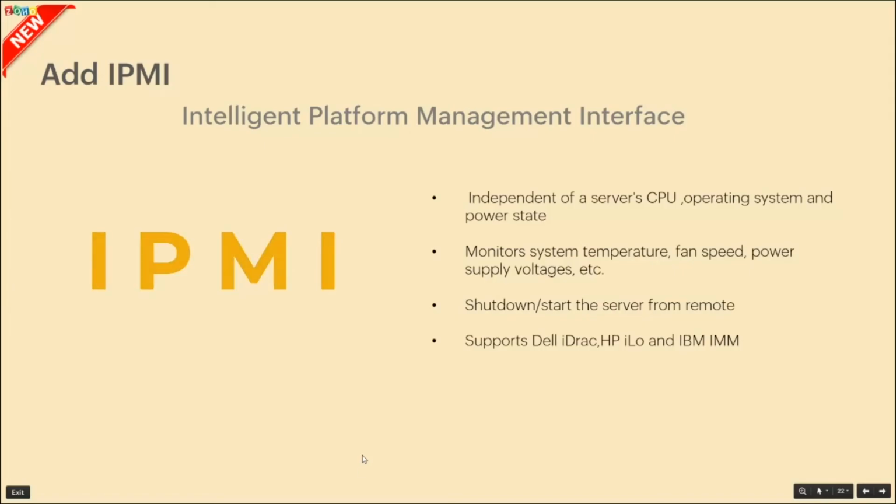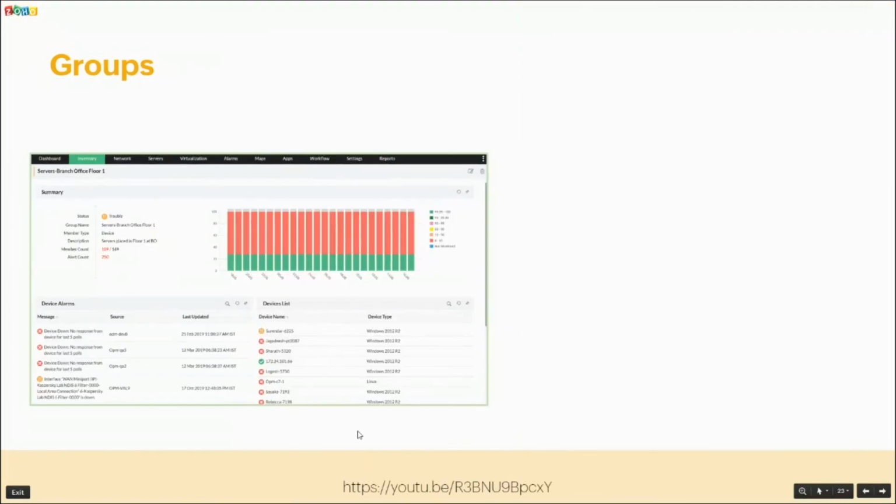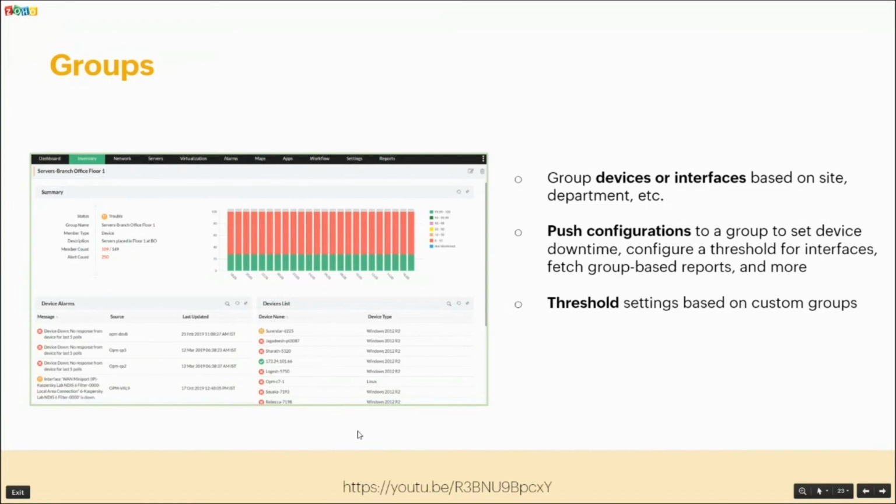The next topic which we are going to see is about the groups and the grouping options which are available in OpManager. OpManager provides you grouping options for devices and interfaces based on sites, departments, etc. You can push configurations to a group to set device downtime, configure a threshold for interfaces, fetch group-based reports, and more. And you can also have a threshold setting based on custom groups. If you want to know more about the grouping and how it works, you can visit the YouTube link which is given at the bottom of the presentation slide.